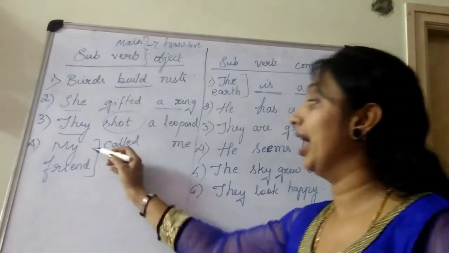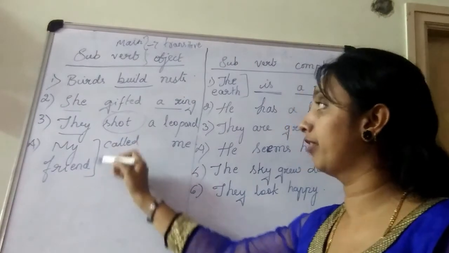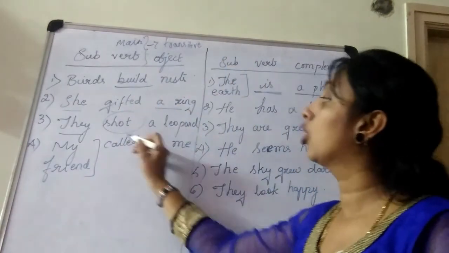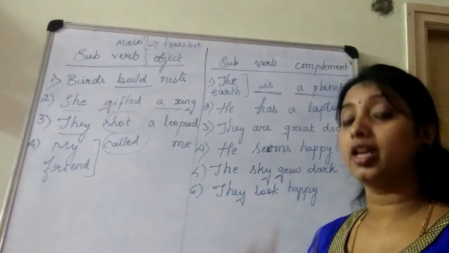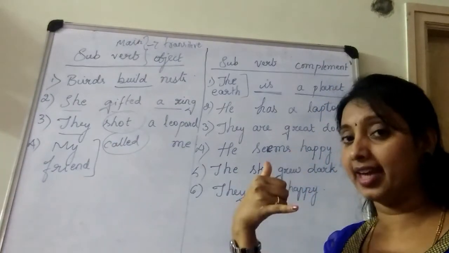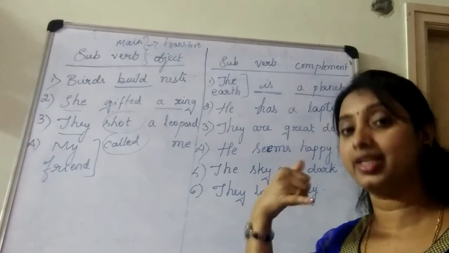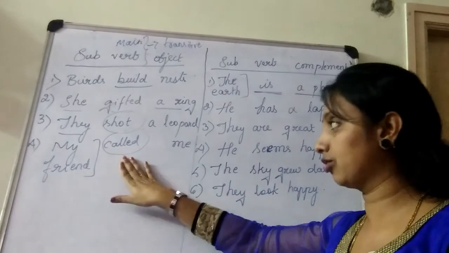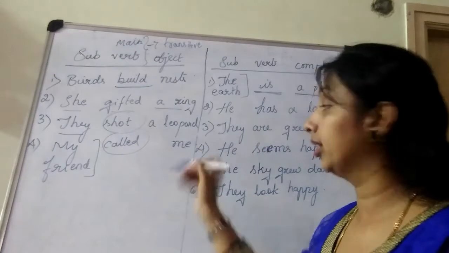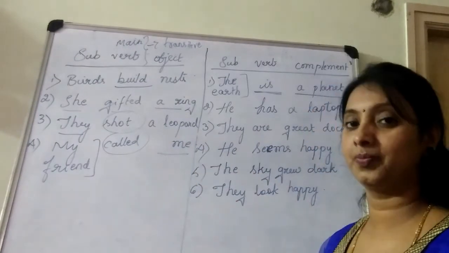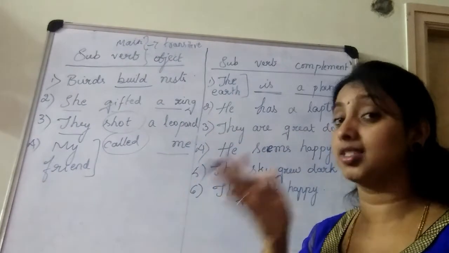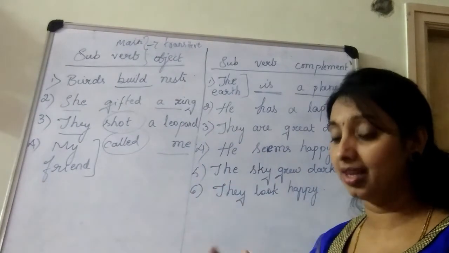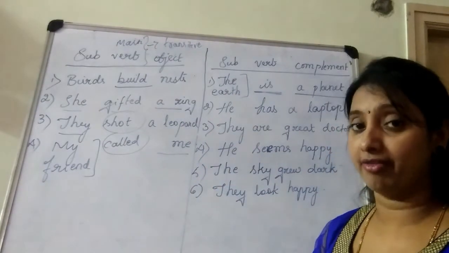Next, my friend called. My friend is a subject. Called. What did that friend do? She called me. So called is an action. She took the phone and she called me. So it is an action. So whenever an action is there, it takes what? It takes an object. Subject, verb, object. I feel it is clear. This is the second class and I am revising to make it more perfect.